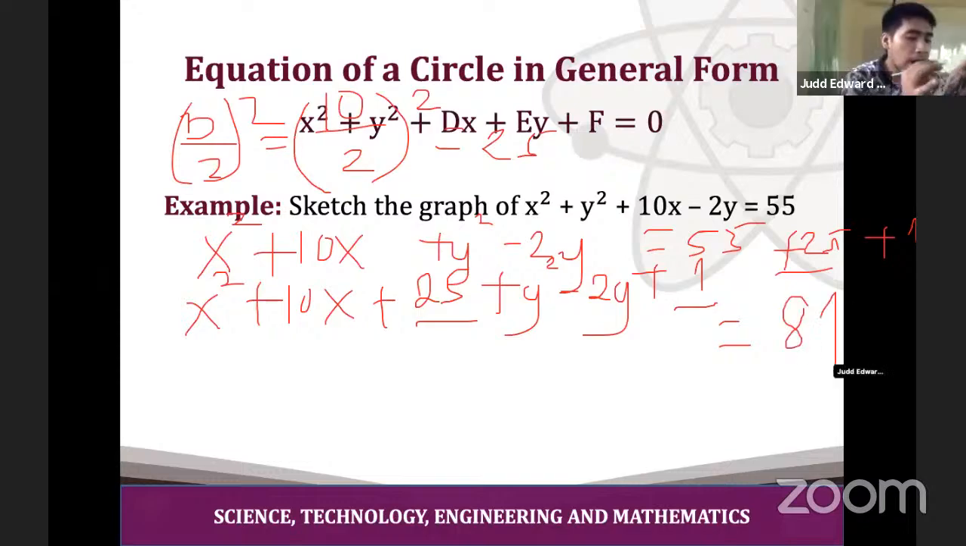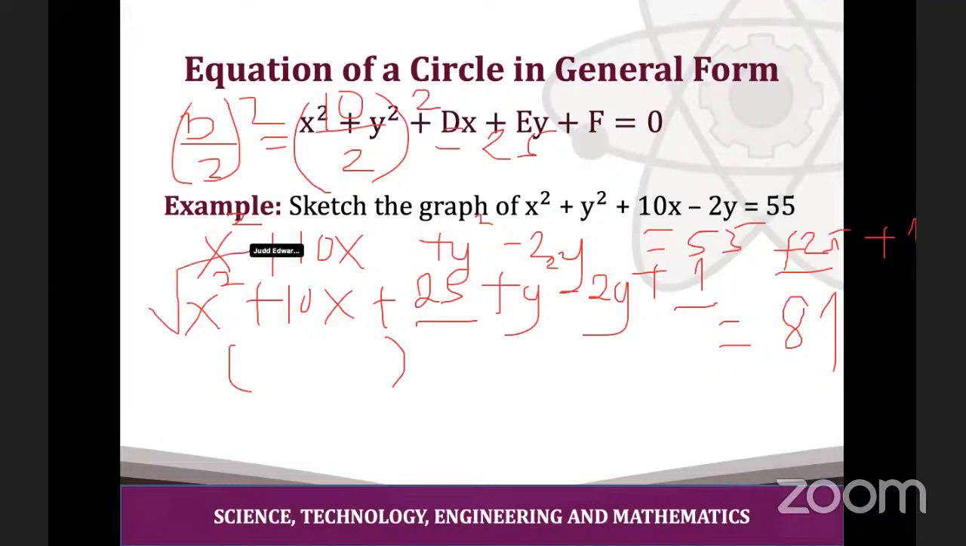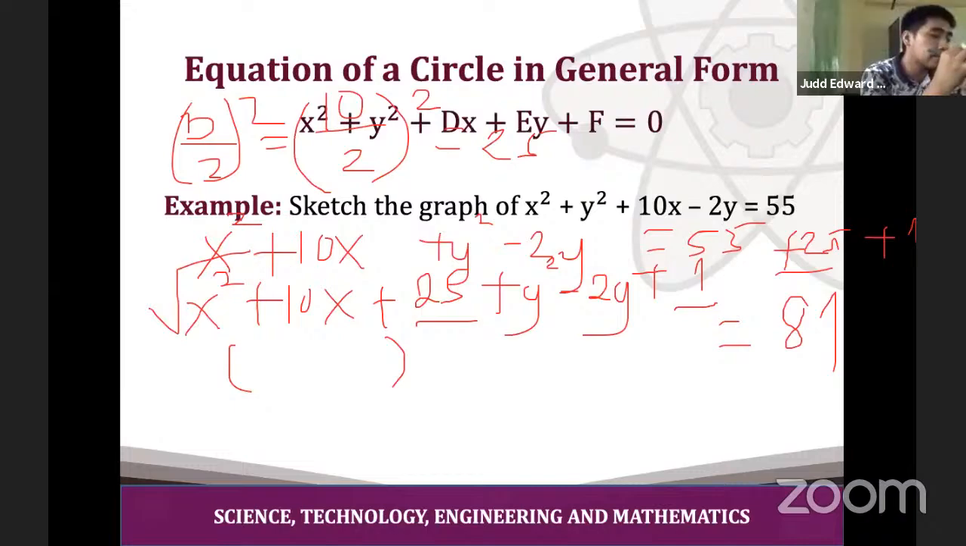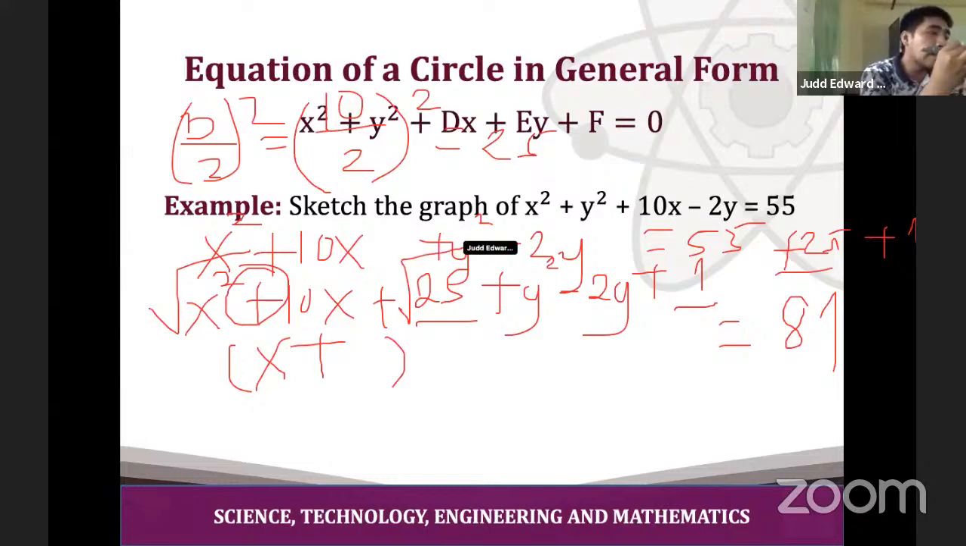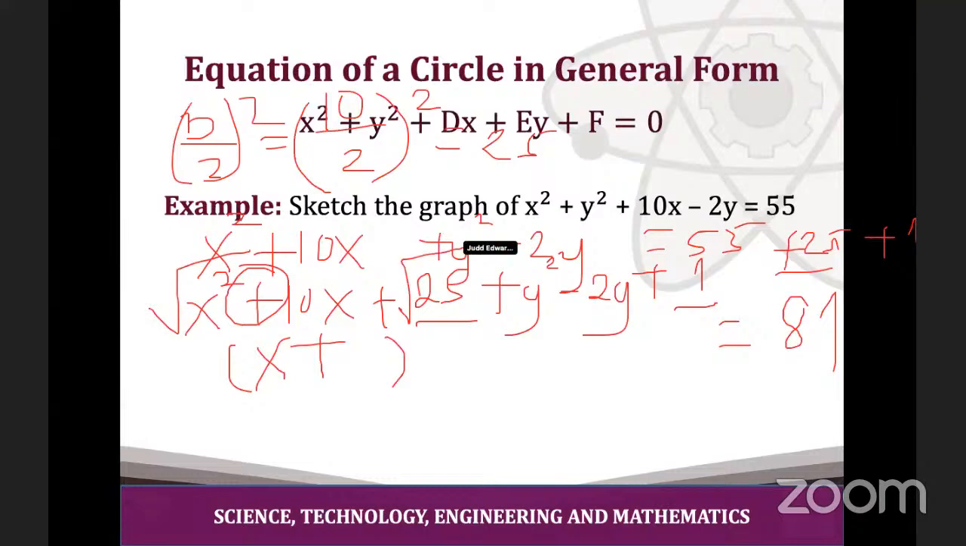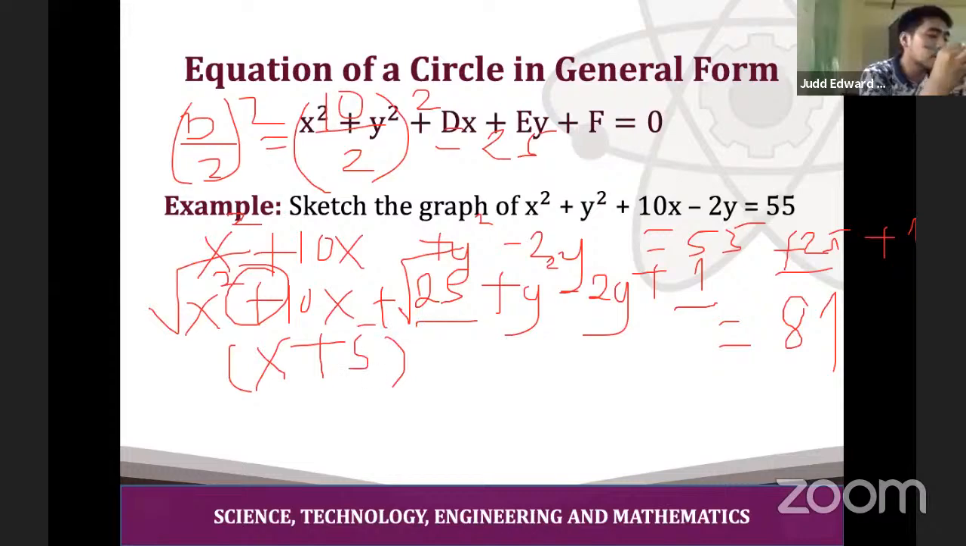81. For our left side, we need now to factor. And how do we factor x squared plus 10x plus 25? Okay, in order for us to factor, this is just get the square root of the first term. Ano daw yung square root of x squared? It becomes x. What is the sign of the middle term? Positive. Therefore, this is positive, and then get the square root of the last term. What is the square root of the last term? 5. Therefore, it will be x plus 5 quantity squared. I hope this is clear.